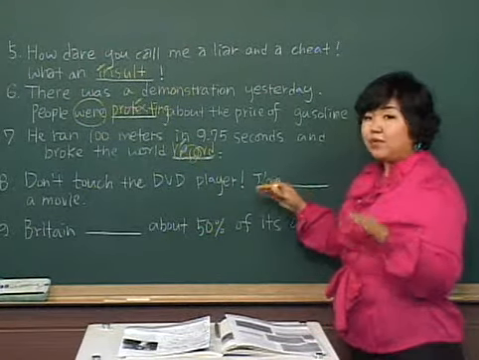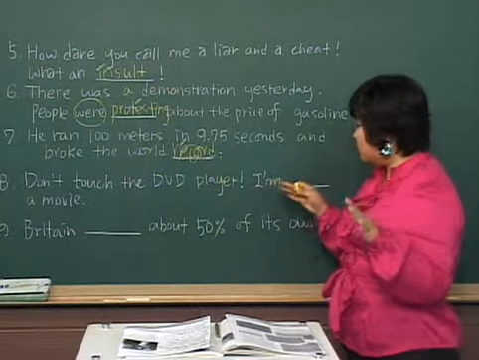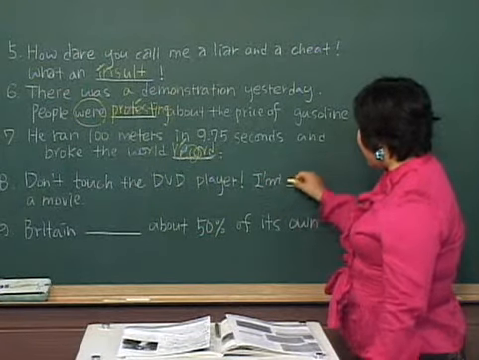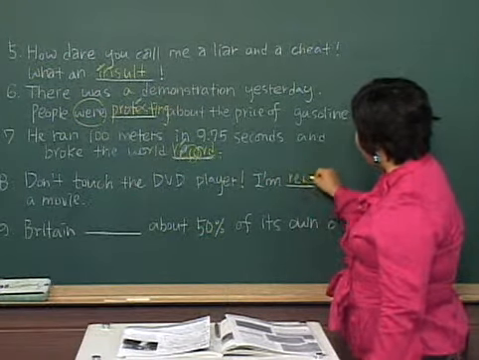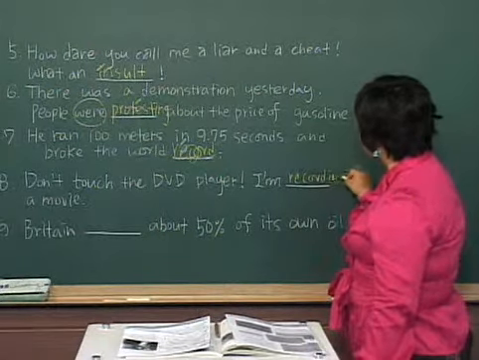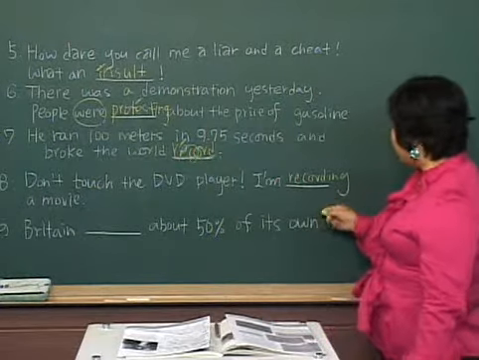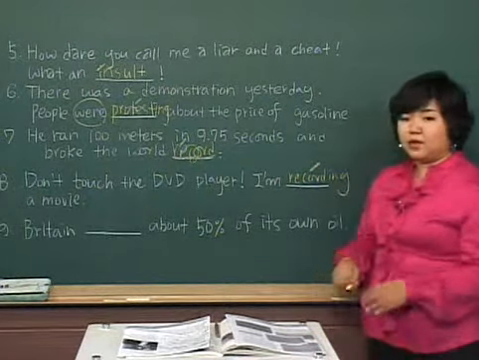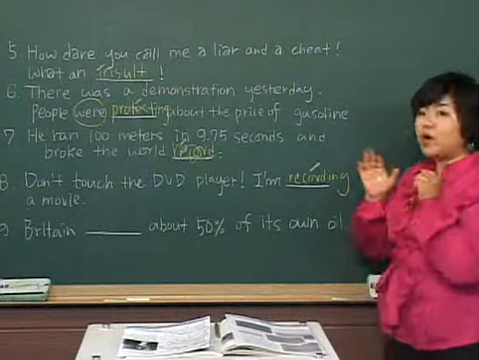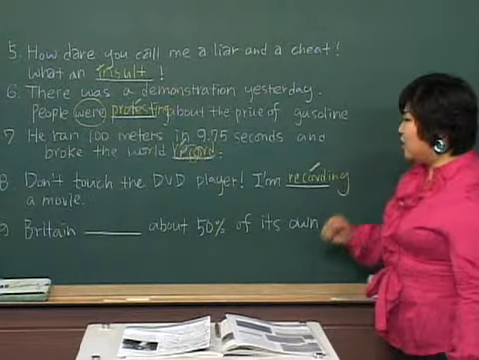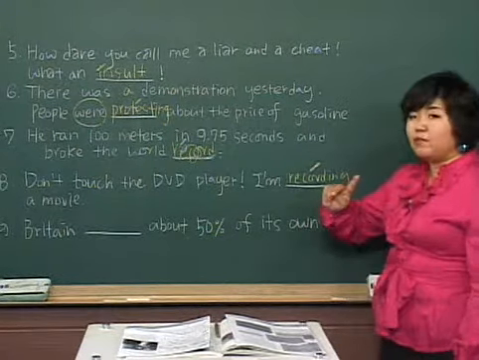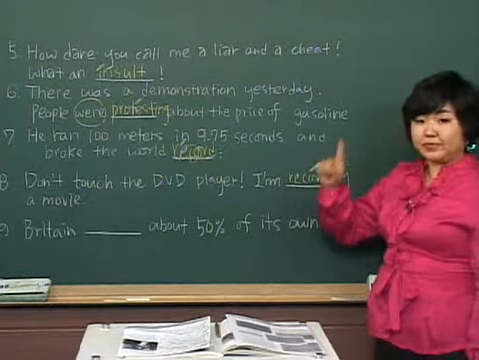But this is something progressive now. So it's progressive. I am recording. Here it was a record, but here you have to put stress on the second syllable and you have to pronounce it like recording, right? Don't touch the DVD player. I'm recording a movie. Let's listen.